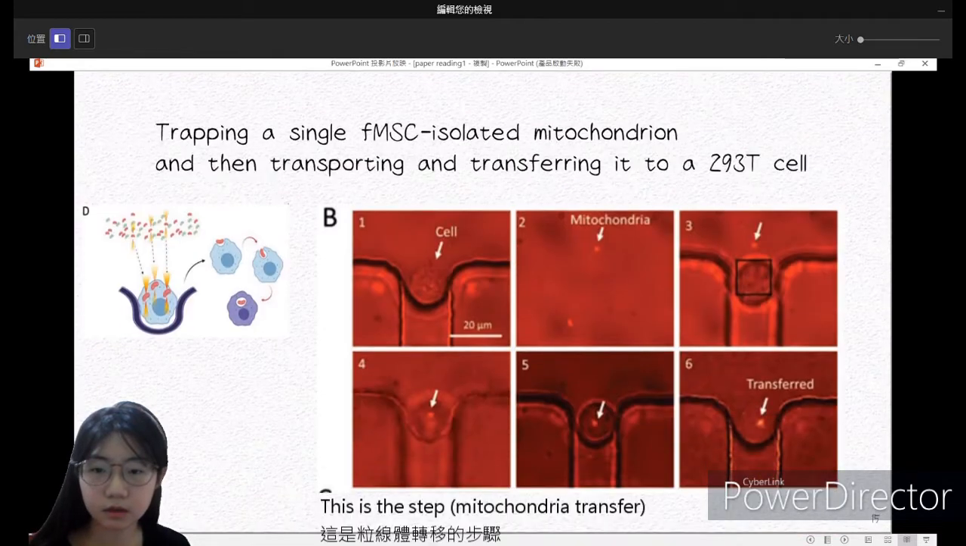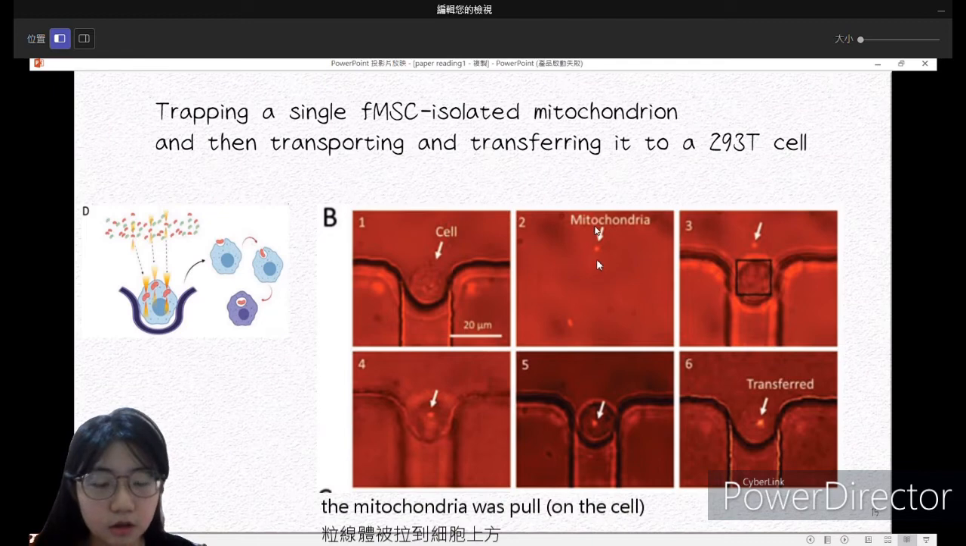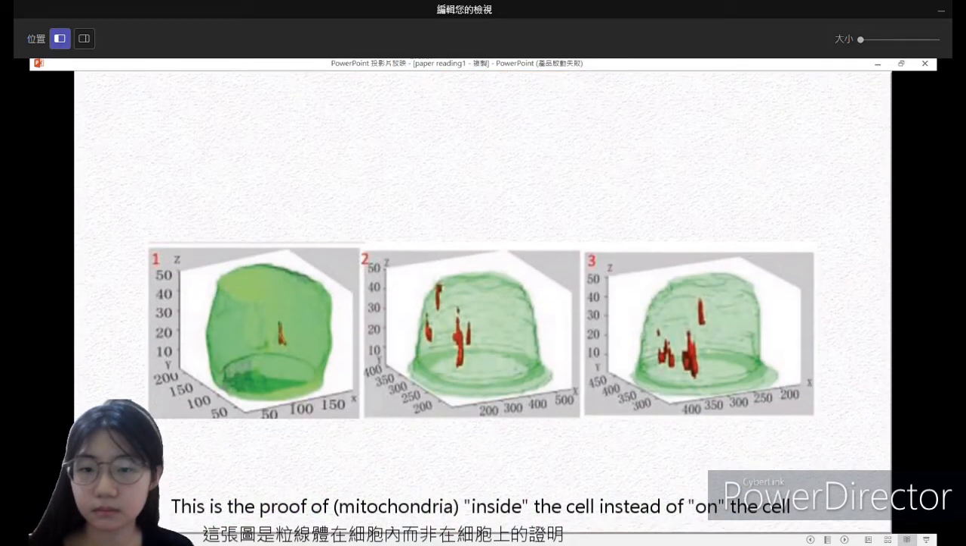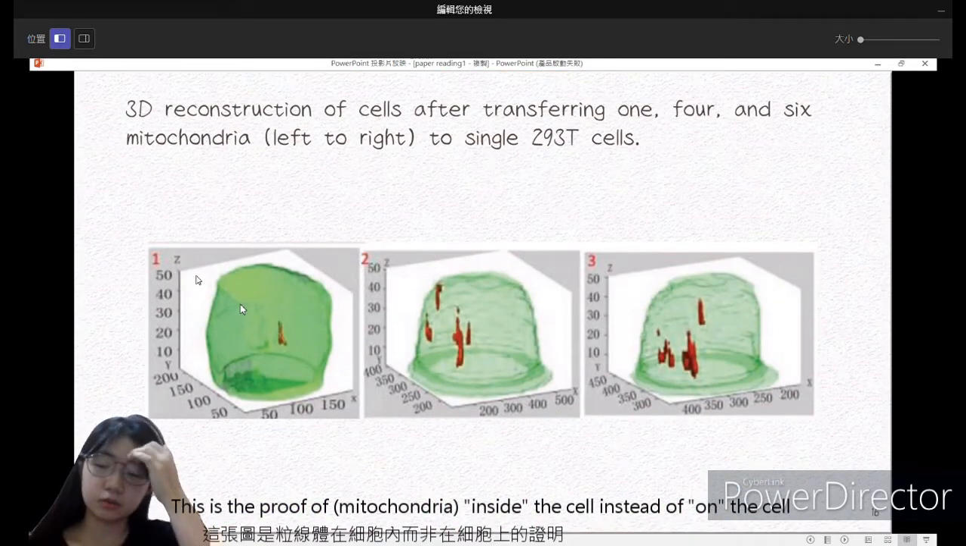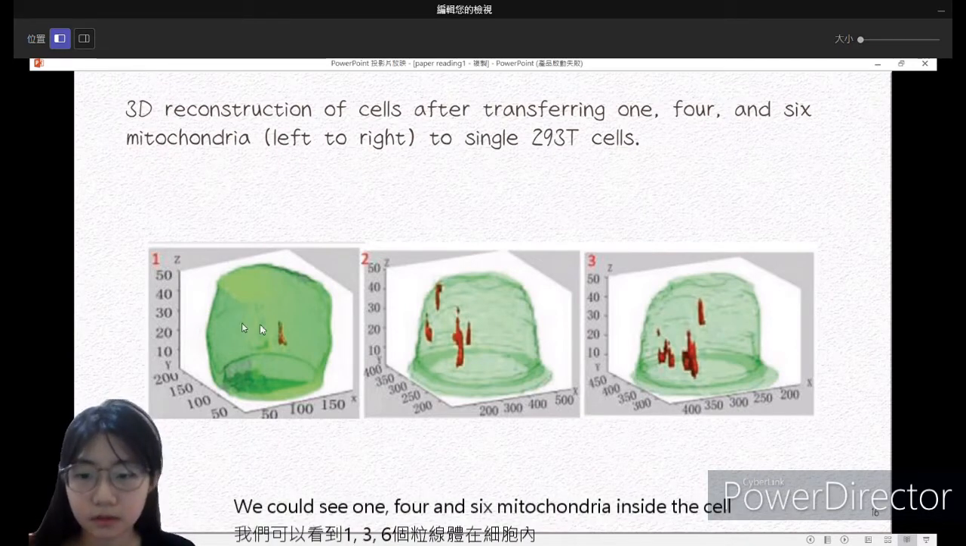And this is a step: a cell in the channel and mitochondria was pulled. They pulled on the cells over here, like this. And after an hour, they wait. Hours later, mitochondria inside the cells. Okay, this is a proof that they are inside the cells instead of on the cells. We can see 1, 4, and 6 mitochondria inside the cells.